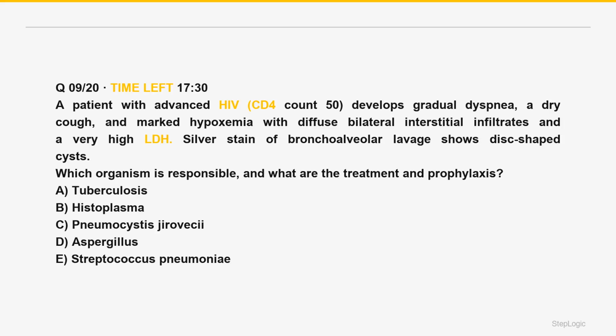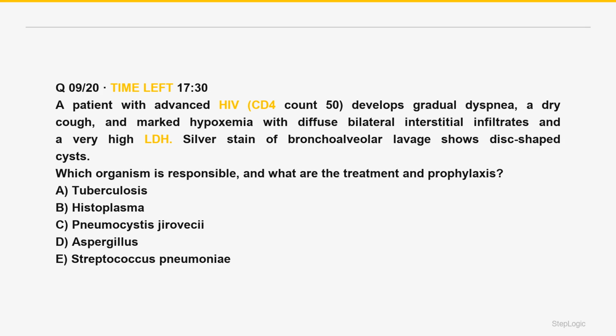Which organism is responsible, and what are the treatment and prophylaxis? A patient with advanced HIV, CD4 count 50, develops gradual dyspnea, a dry cough, and marked hypoxemia with diffuse bilateral interstitial infiltrates and a very high LDH. Silver stain of bronchoalveolar lavage shows disc-shaped cysts. Read the command: organism, treatment, prophylaxis.